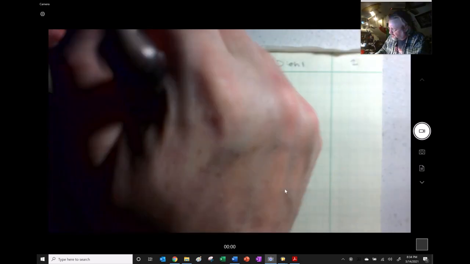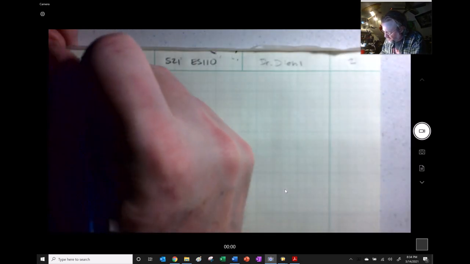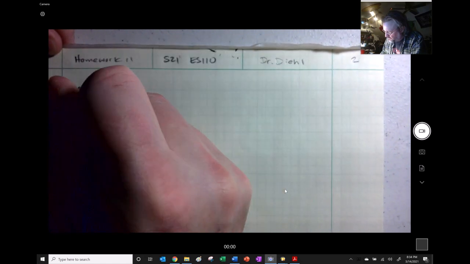Okay, so here is page 2, and I will fill out all the other things that I ask you to fill out, like your name, in this case, my name. Oh, I forgot the semester is spring of 2021. ES110, and this is homework 11. Problem 2.